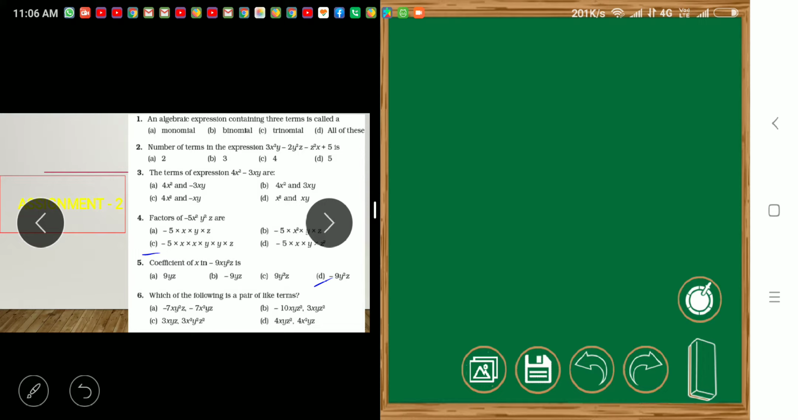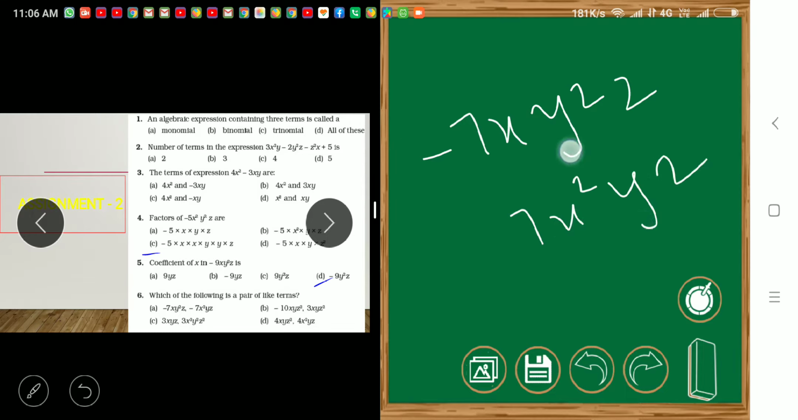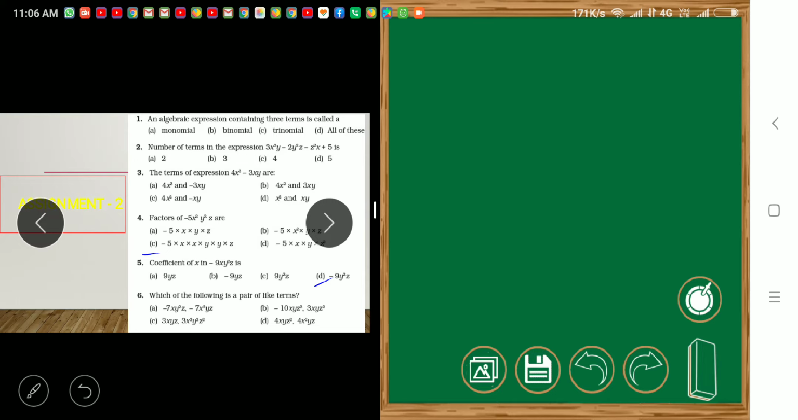Next one, which of the following is a pair of like terms? Like terms should have the same variables in all the terms. If not, we can say they should have the same factors. First option, minus 7xy square z and minus 7xy square z... but here it is x square yz. The square is for y here, but here for x, so this is not. Option A is not correct.